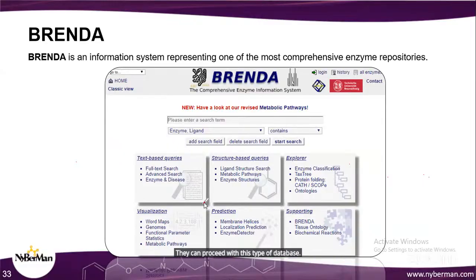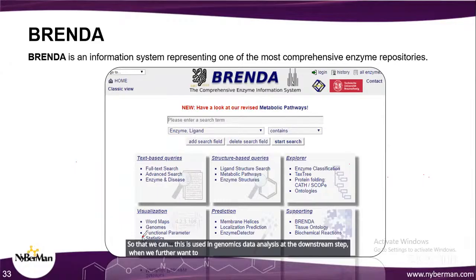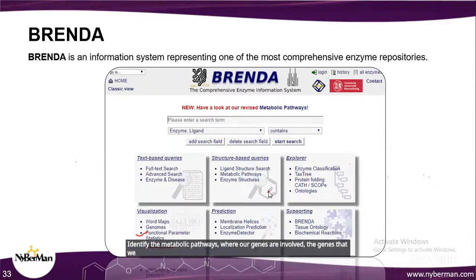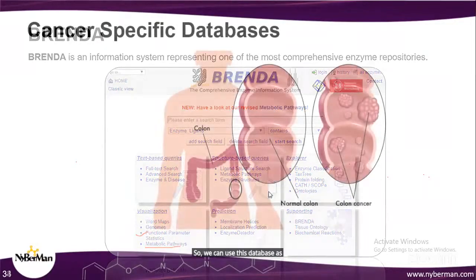We have BRENDA, an enzyme-specific database. This is used in genomics data analysis at the downstream step, when we want to further explore the functional parameters for the genes that we have identified, or identify the metabolic pathways where our genes are involved, the genes that we identified during gene expression analysis. So we can use this database as well.